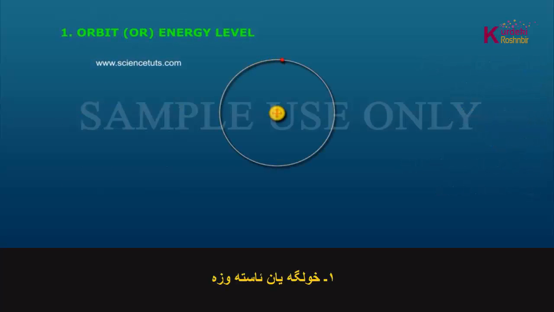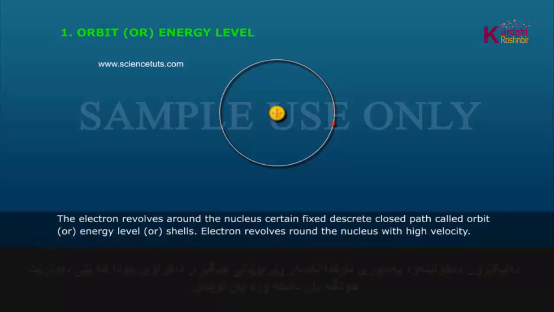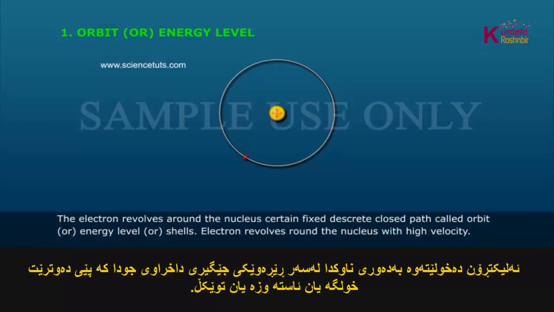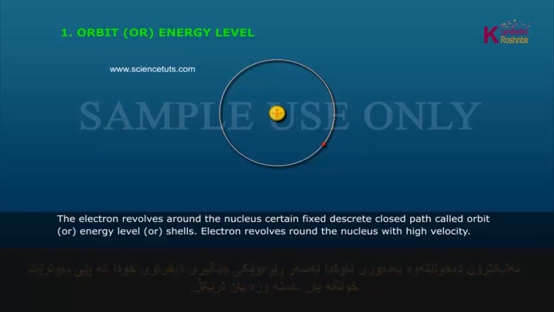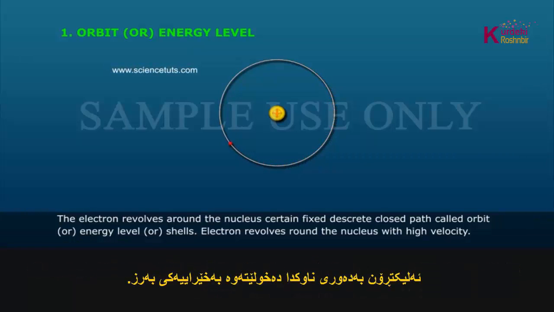1. Orbit or energy level. The electron revolves around the nucleus in a certain fixed, discrete closed path called orbit or energy level or shell. Electron revolves around the nucleus with high velocity.